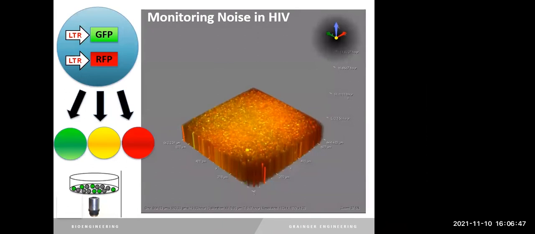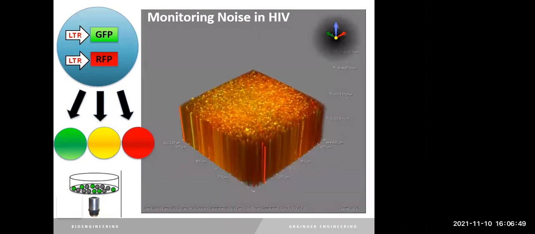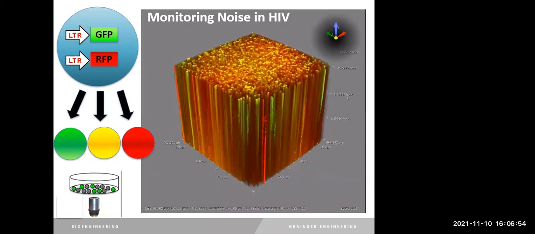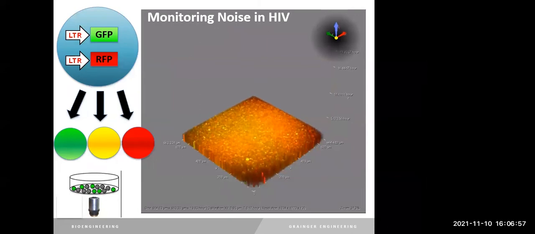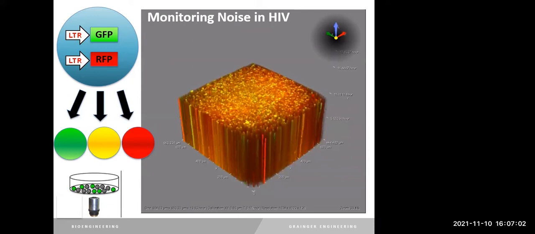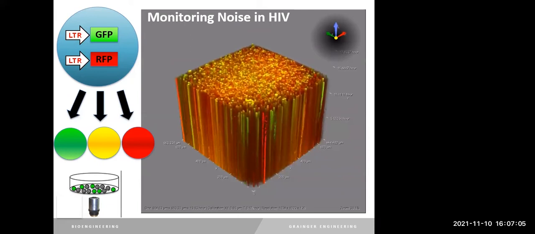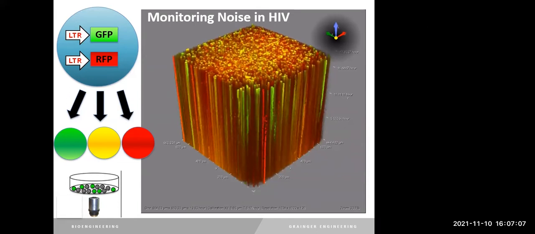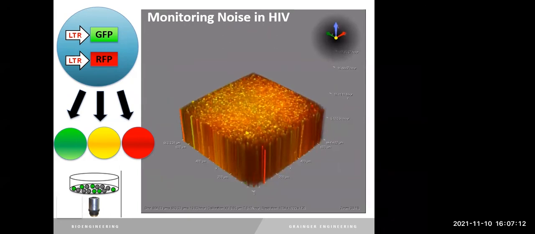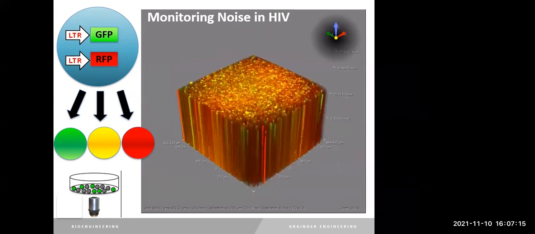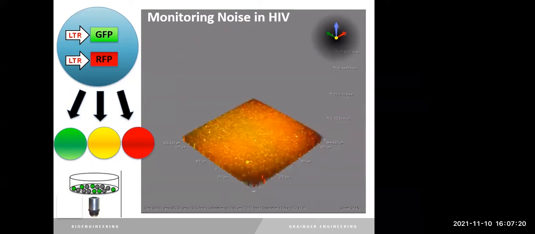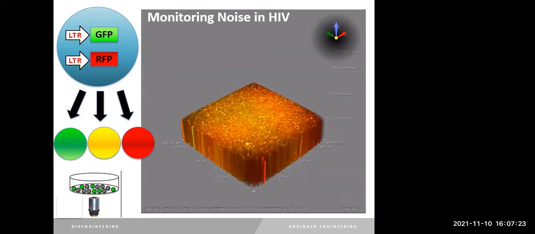We can monitor noise in HIV by looking, for example, here I'm showing you a clonal cell population that has two HIV promoters. One is driving a green fluorescent protein, the other is driving a red fluorescent protein. So this is only HIV's promoter, not the full-length virus. Now, if these cells are adhered to a glass substrate with liquid media above them, and they're imaged invertedly, what you're looking at in the movie is a 600 by 600 micron imaging view, and the z-axis is time. It's about 20 hours.